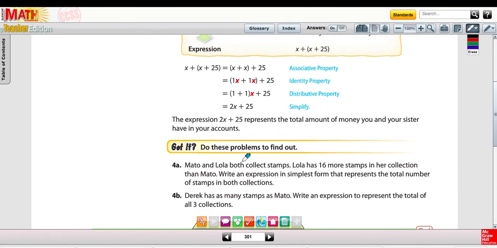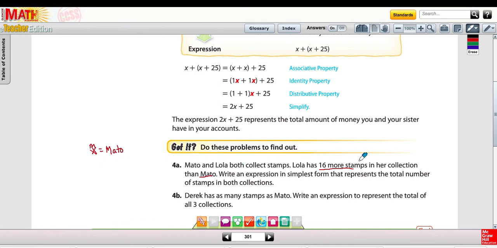So Mato and Lola both collect stamps. Lola has 16 more stamps in her collection than Mato. Write an expression in simplest form that represents the total number in both collections. Okay, so in this case, we're going to always start with what x is going to be. x is going to be equal to Mato, M-A-T-O. You could also use a little m if you want to. m is for Mato.